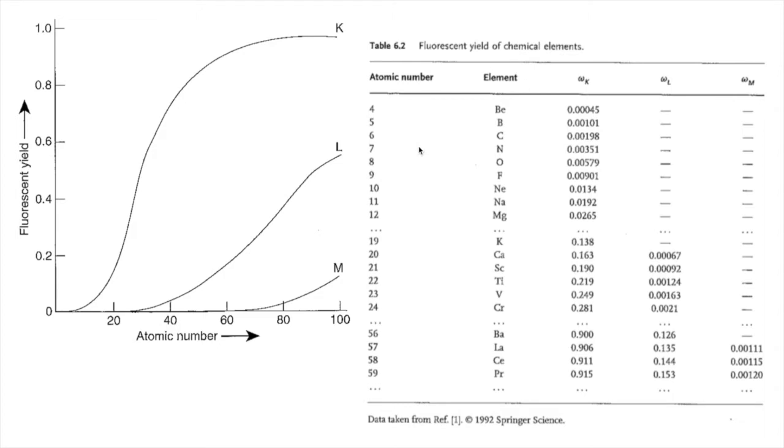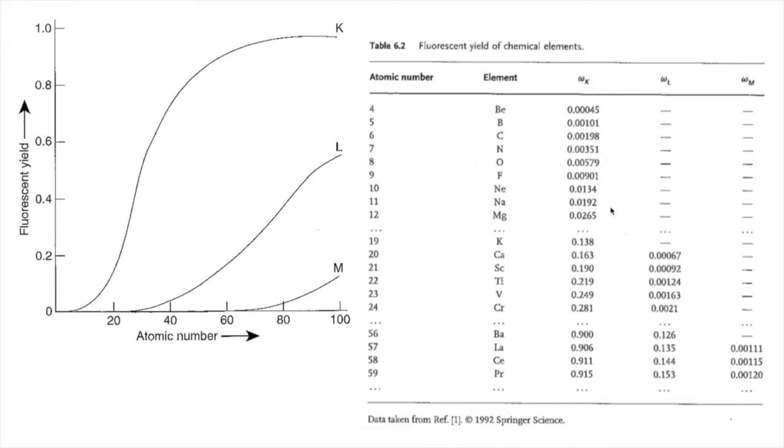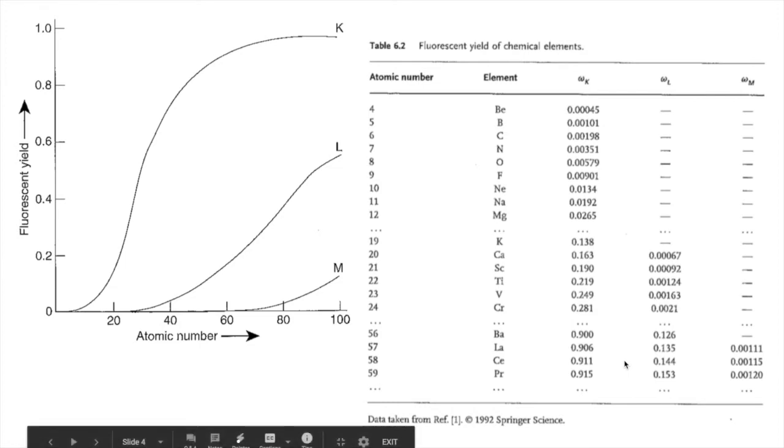This table over here, Table 6.2 in our book, gives the same kind of information that the graph does. It gives us the fluorescent yield for different elements with their atomic number. Since the K shell represents n equals 1, not all elements will have n equals 2, which would be the L shell. That's why you don't see L or M on some of the early elements, and then you do later on.